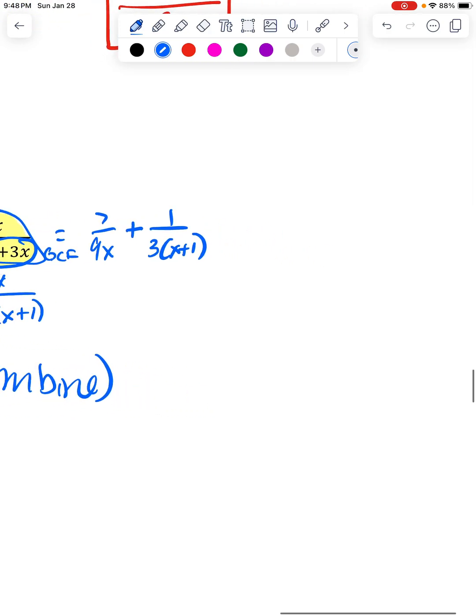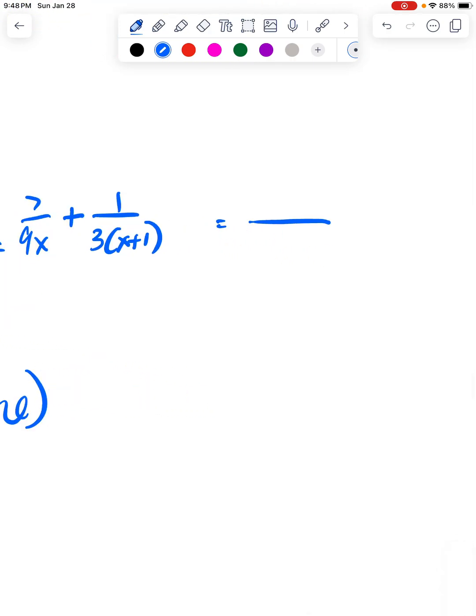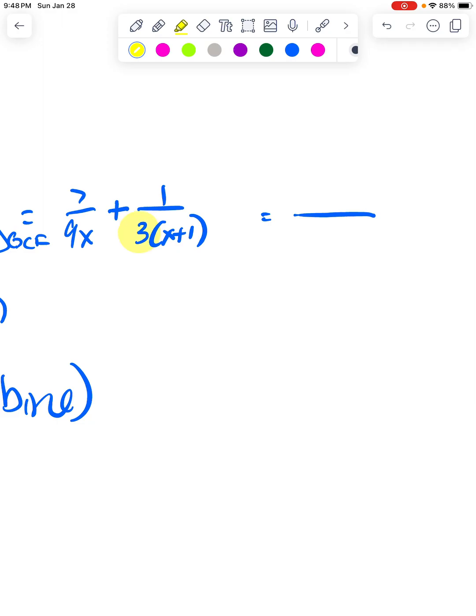But now I need a common denominator. Looking at the number parts, 3 and 9, the number that they will both go into is 9. Now, this x sitting here is not the same as this x plus 1. So when I go to do my common denominator, I need a plain x on the outside to accommodate this one, but I also need an x plus 1 to accommodate this. So you're just making sure that all these bottom pieces are accounted for.